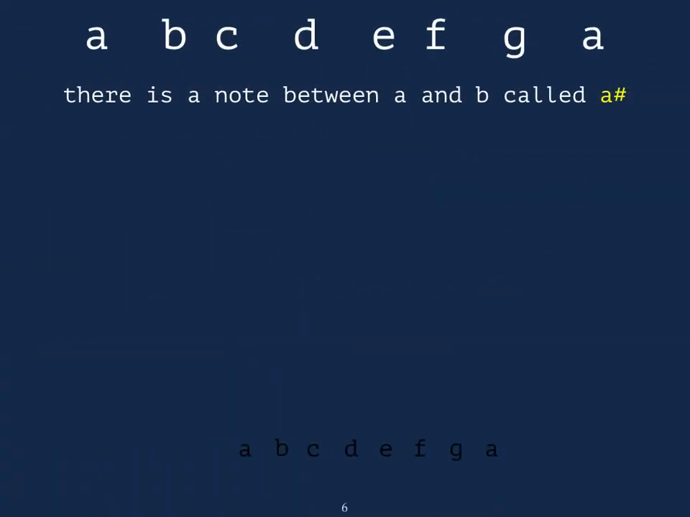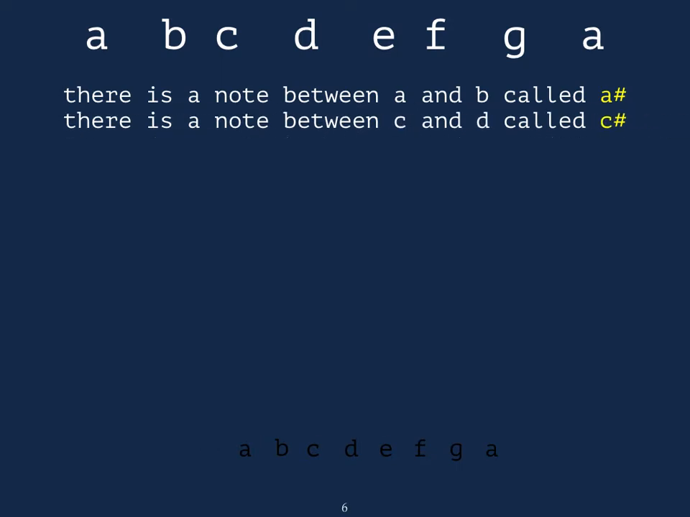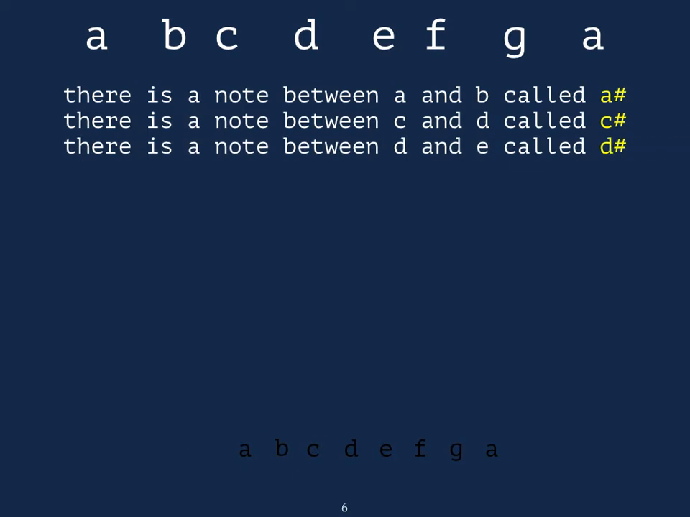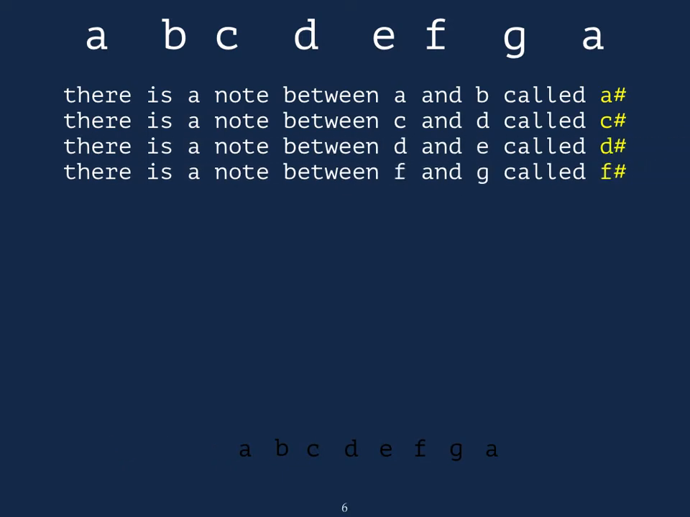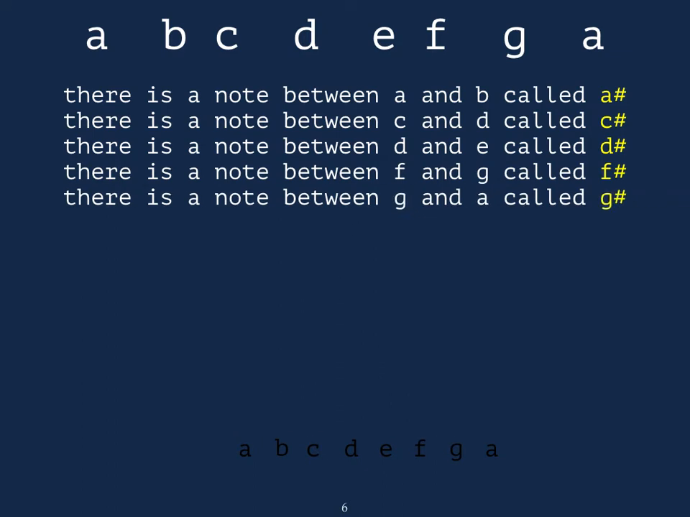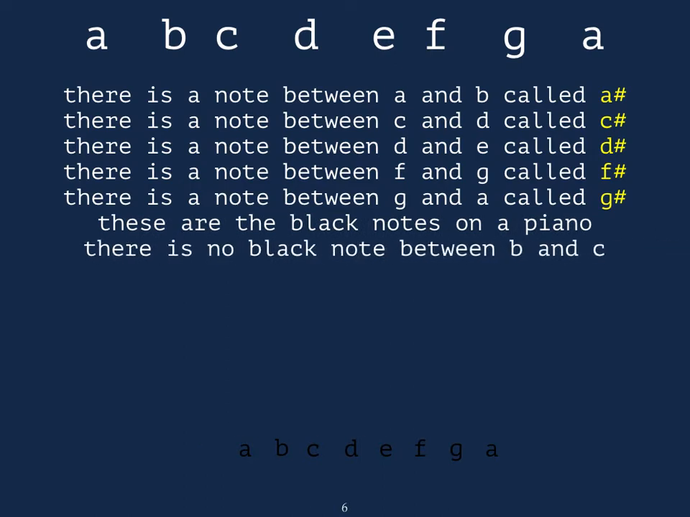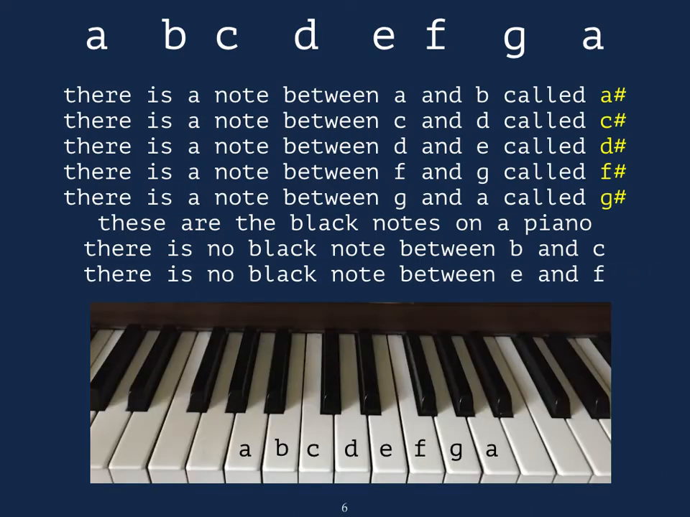There's a note between A and B called A sharp, and there's a note between C and D called C sharp. Between D and E, D sharp. Between F and G, F sharp. And between G and A, we have G sharp. And these are the black notes on a piano. Notice there's no black note between B and C, and no black note between E and F. Take a look.